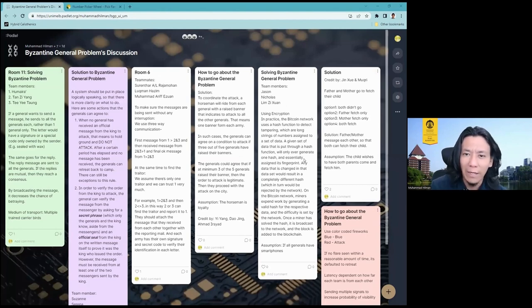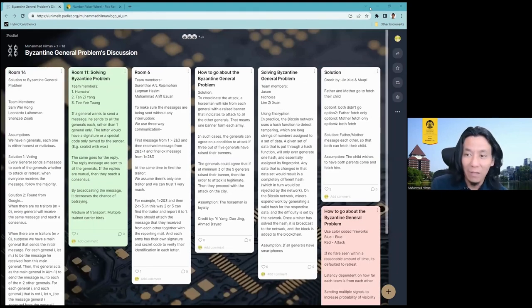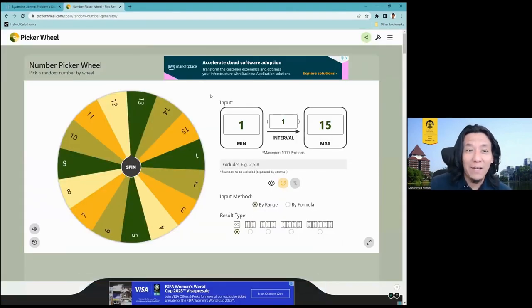Anyway, any groups want to volunteer? Maybe two groups, because we don't have much time. Any two groups? Okay, the first group, want to volunteer yourself? Please raise your hand or open your mic if you want. If not, I will do some kind of random. I will choose random groups using the picker wheel. But I prefer if you guys want to volunteer first. Anyone want to volunteer to explain your work? No? Okay, because time is always ticking. So let's go to the random wheel.